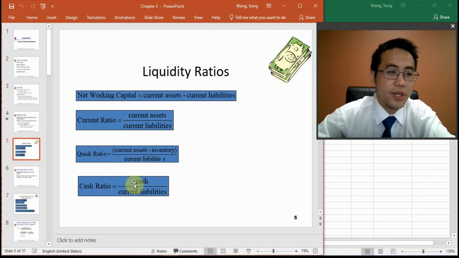And for the cash ratio, we use the most liquid asset, cash, as the numerator.